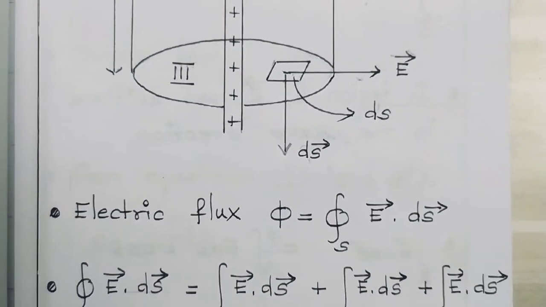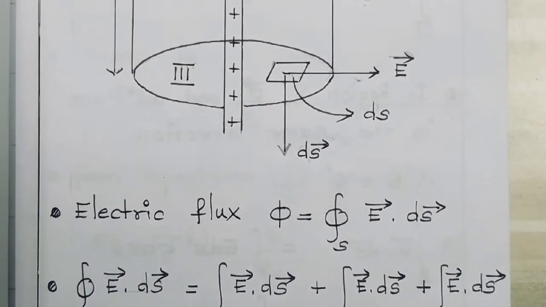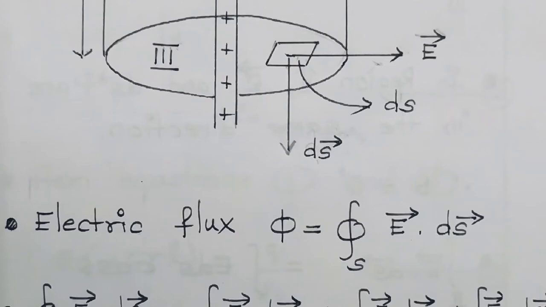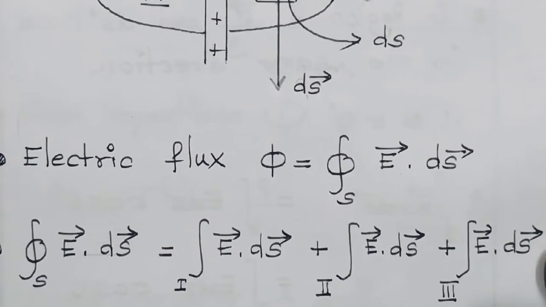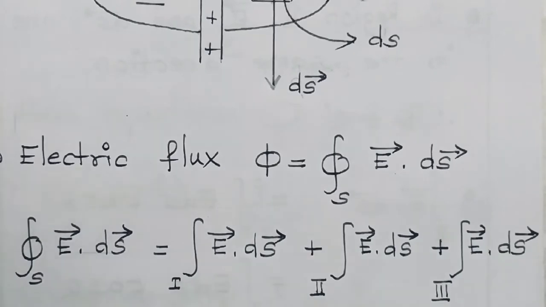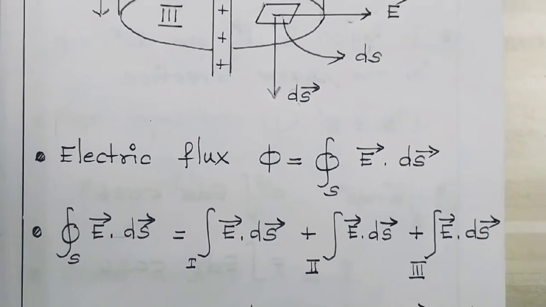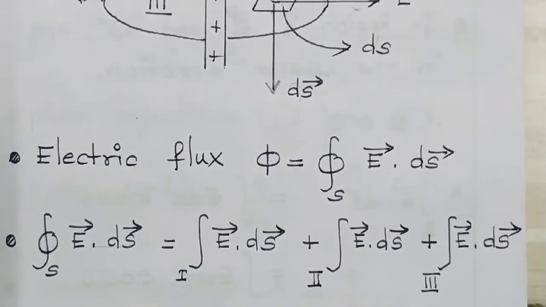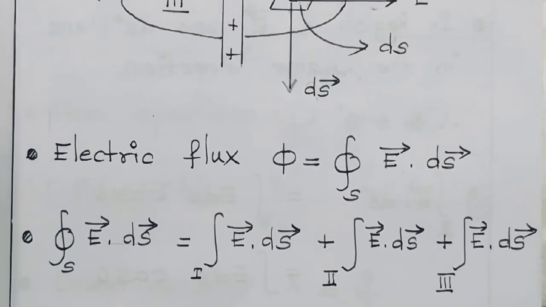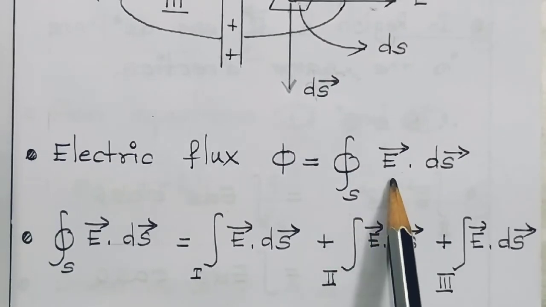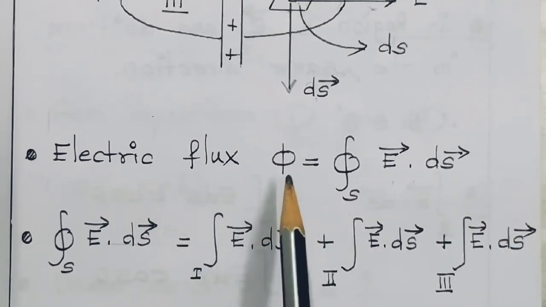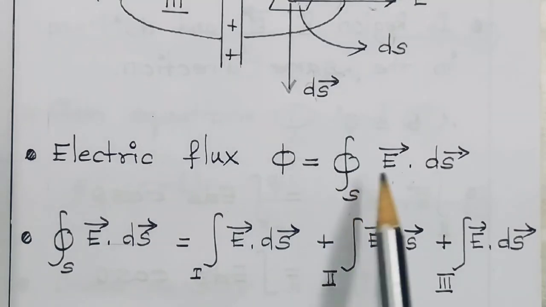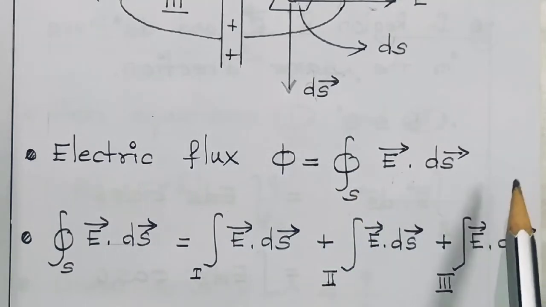Now, electric flux. What is the formula for electric flux? Phi is equal to the surface integral of E vector dot ds vector. This is the formula for electric flux. Phi is equal to surface integral of E vector dot ds vector.